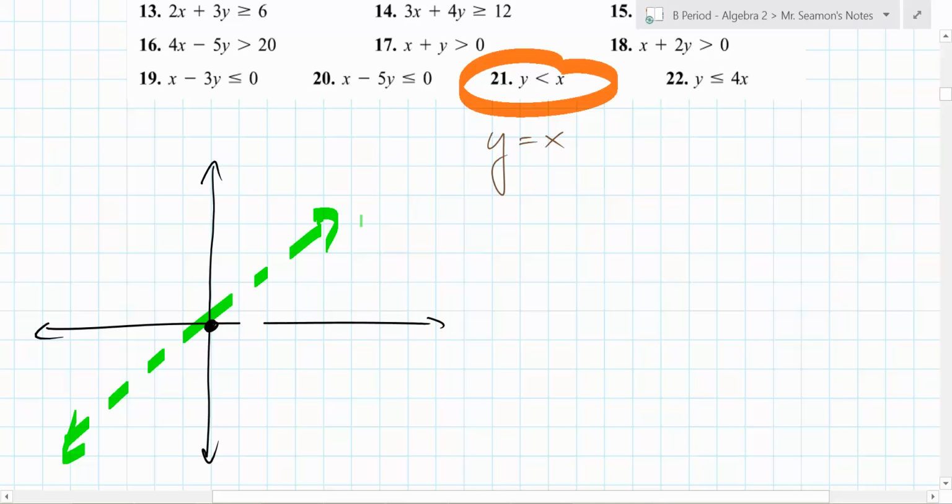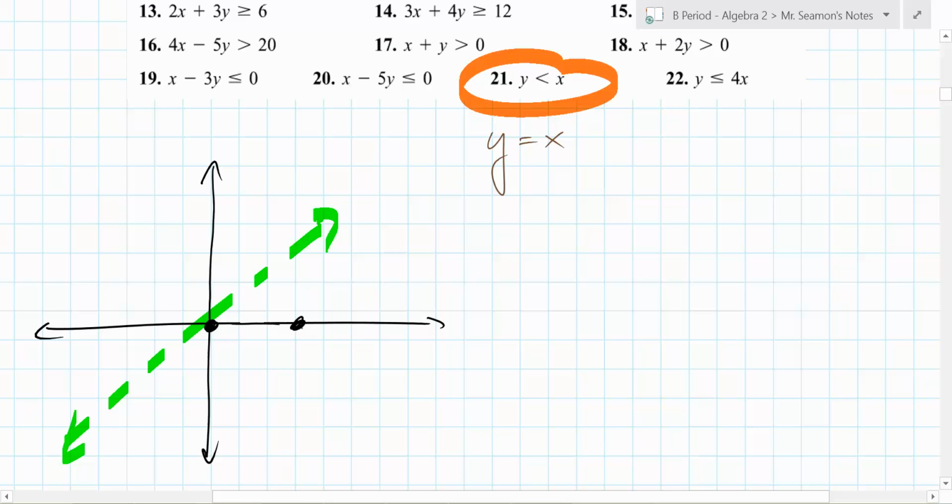Can you use 0, 0 on this one? No. Can you use 1, 1? No, you can't use 1, 1, because look, is 1, 1 on the line too? So what point should I use? You could use 2.7, or you could use something. You don't have to make it any bigger than is absolutely necessary. Make it small.